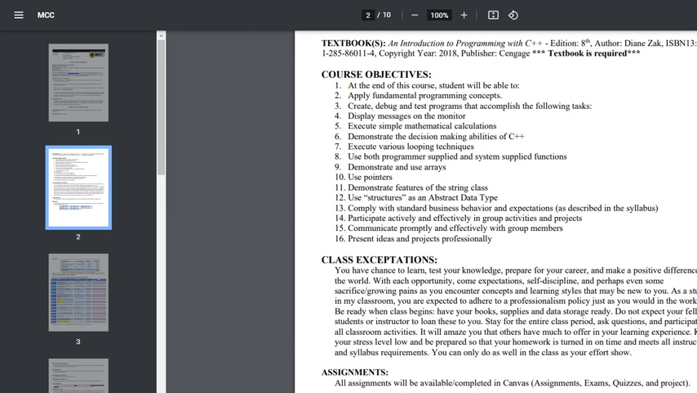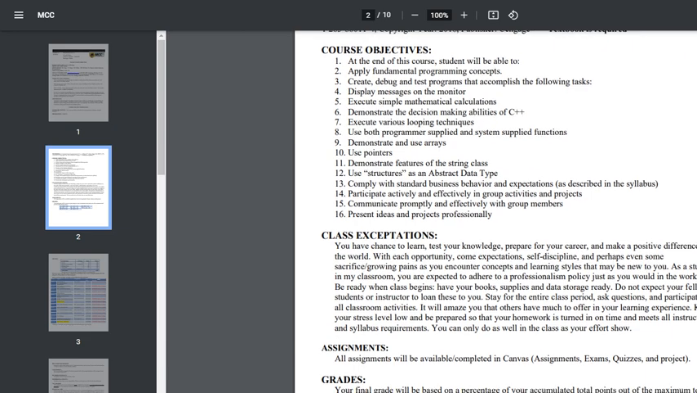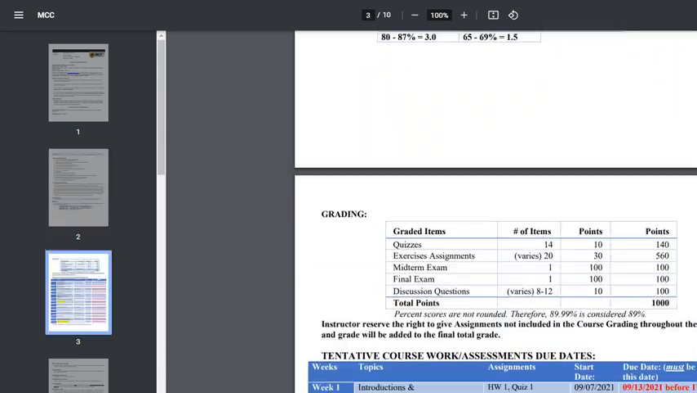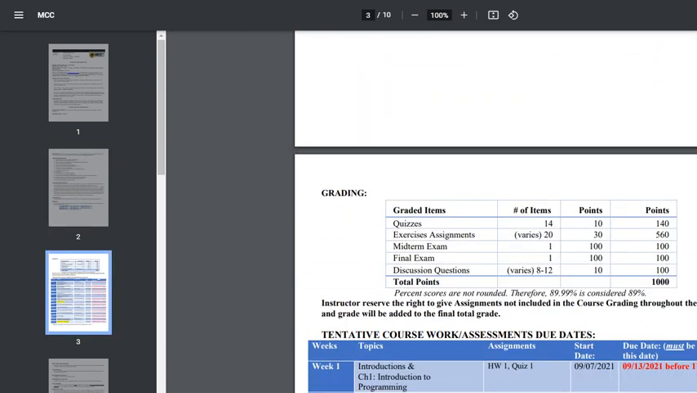Course objectives, I'll leave that to you. Just read them. Class expectations, same thing. What you'll have: quizzes, exercises, assignments, midterm exam, final exam, discussion questions. I'm expecting maybe 5 to 9 discussion questions, maybe more, 8 to 12. So it will vary during the semester, depending on how the semester is going.